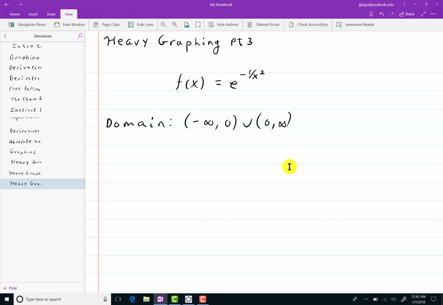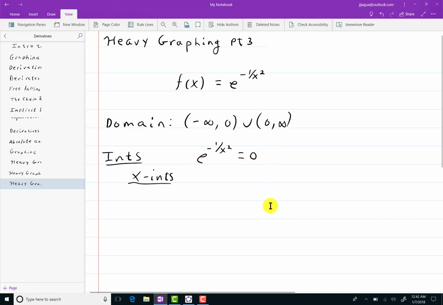Range, I'll get that later on. Zeros, if you try to solve e to the negative 1 over x squared equals 0. So if I'm working on the intercepts, I'll start with the x-intercepts. If you try to solve this equation, there is no solution.